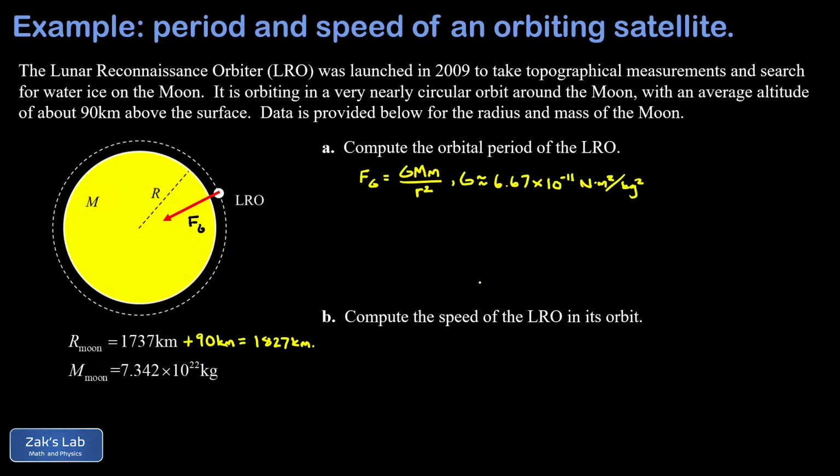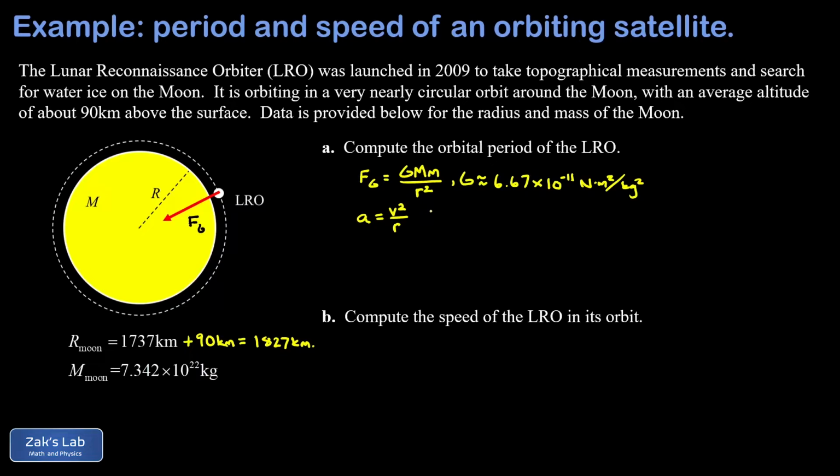Okay, so that force causes the centripetal acceleration. And before we put it all together, I want to look at that centripetal acceleration. The formula most of us have memorized is v squared over r. But we can rephrase this in terms of the period, which is going to be convenient for answering part A.